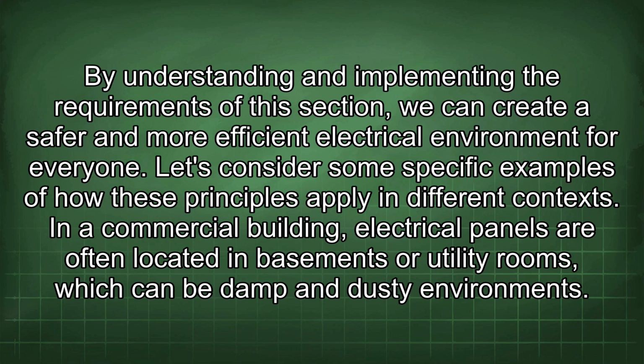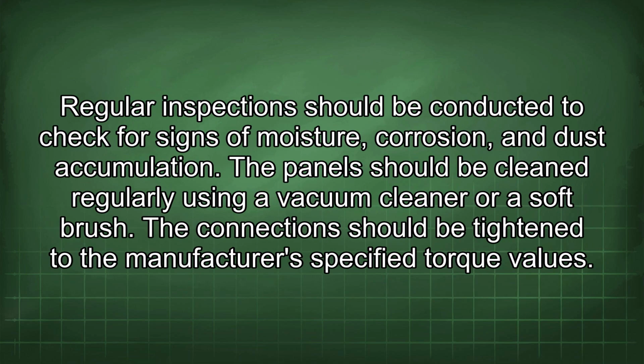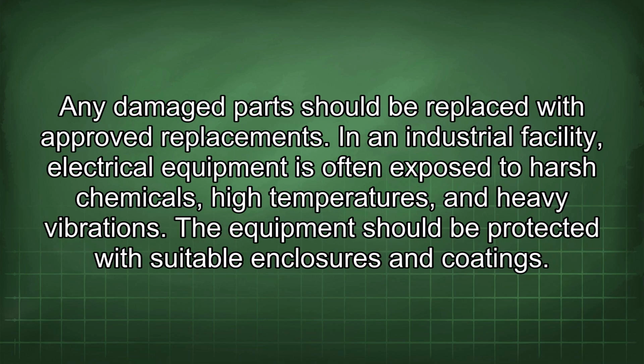In a commercial building, electrical panels are often located in basements or utility rooms, which can be damp and dusty environments. Regular inspections should be conducted to check for signs of moisture, corrosion, and dust accumulation. The panels should be cleaned regularly using a vacuum cleaner or a soft brush. The connection should be tightened to the manufacturer's specified torque values. Any damaged parts should be replaced with approved replacements.